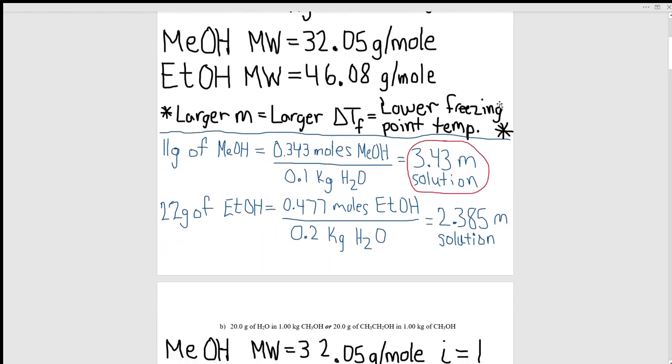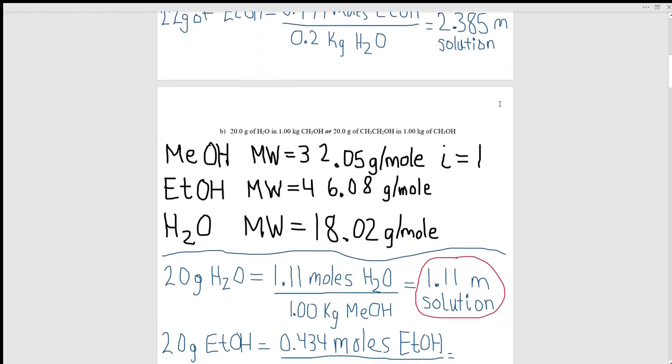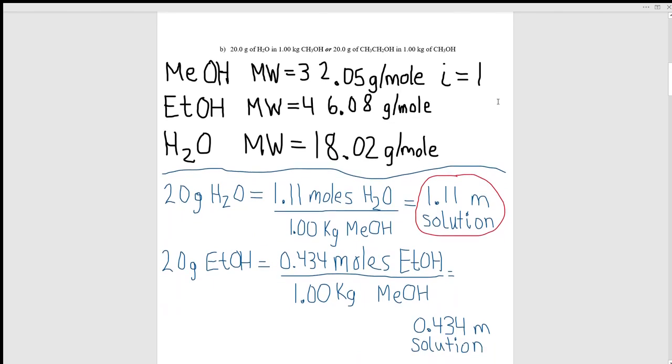Moving on now to part B of question number 1, we can apply this same type of analysis. Part B says 20 grams of water dissolved in 1 kilogram of methanol versus 20 grams of ethanol in 1 kilogram of methanol. Again, I've written out the molar masses of everything, and in this case, i is equal to 1 because the solutes water and ethanol are both molecular compounds.